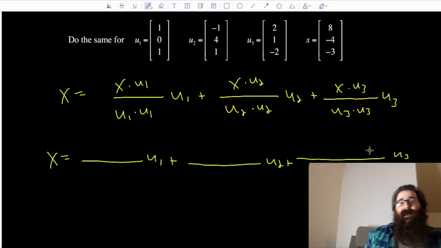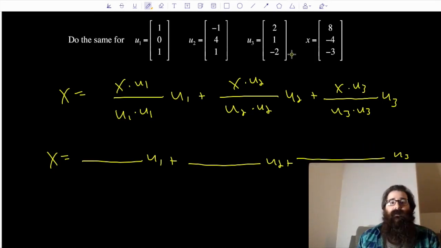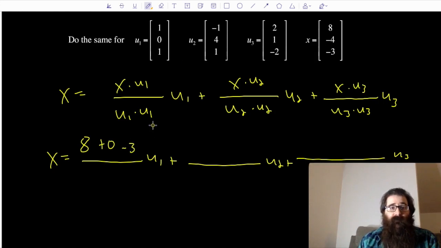The cats love the dot products. Let's start with x dotted with u sub 1. So 8 times 1 gives me 8, plus negative 4 times 0 gives me 0, plus negative 3 times 1 gives me negative 3, and then divided by u sub 1 dotted with itself. So 1 times 1 gives me 1, 0 times 0 gives me 0, and 1 times 1 gives me 1.